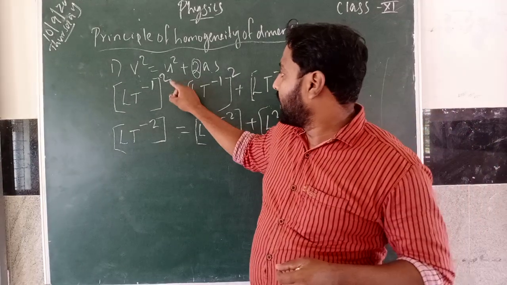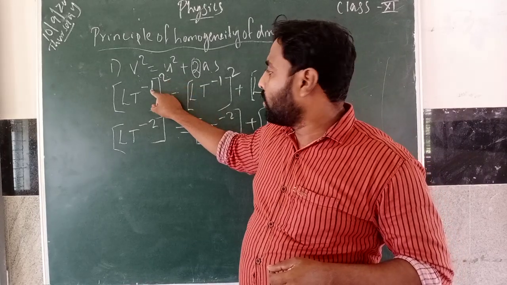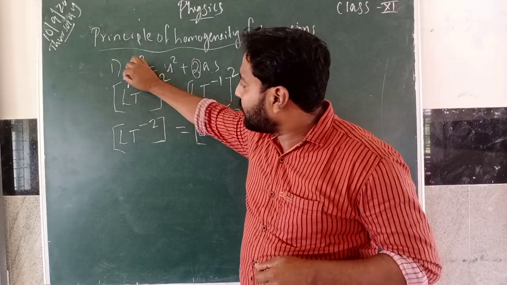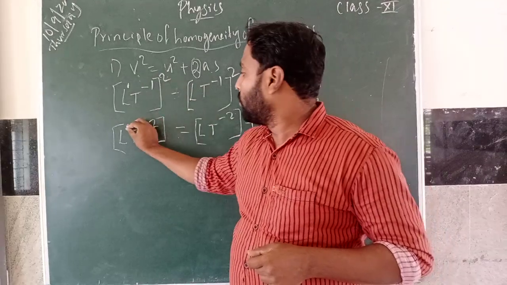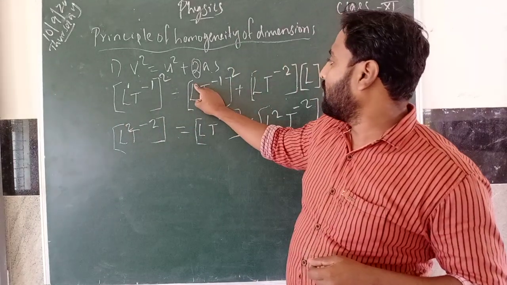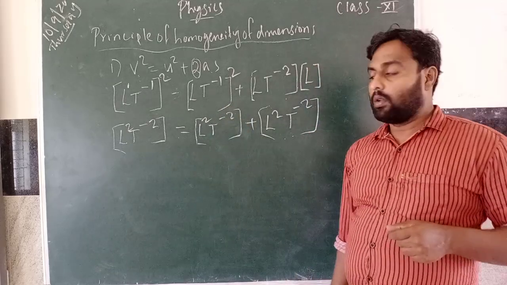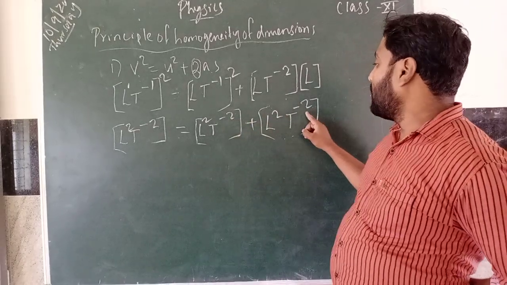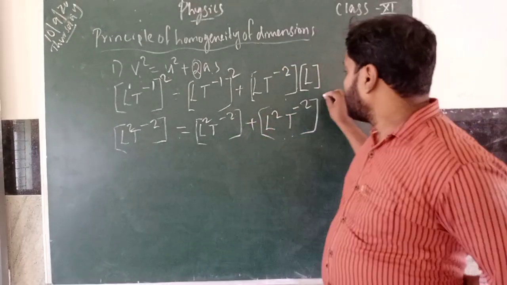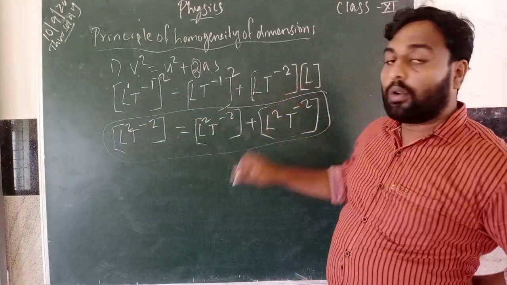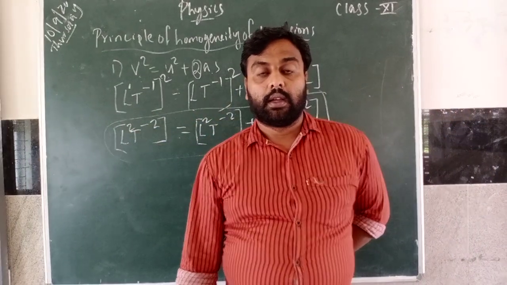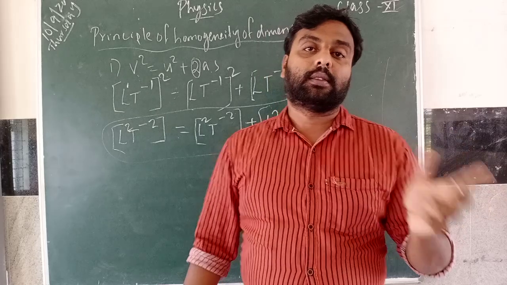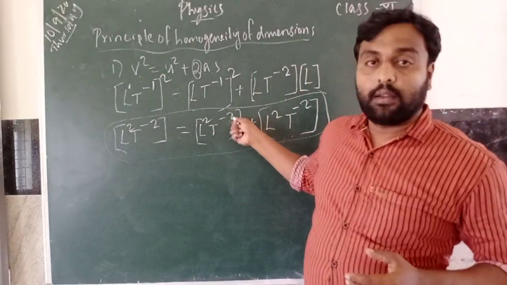Remember that when you multiply 2 into minus 1, that is minus 2. Here L is there, and in that L also power 1 is there, so 1 into 2, 2. Here also the same, 1 into 2, 2. So you see, L square T power minus 2, L square T power minus 2, L square T power minus 2. So this is what we are saying, the principle of homogeneity of dimension. It means the dimension of all the terms in a physical expression should be same. This is what is proved here.